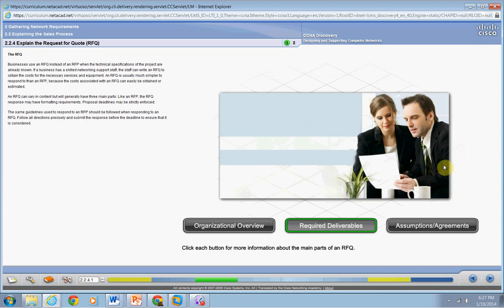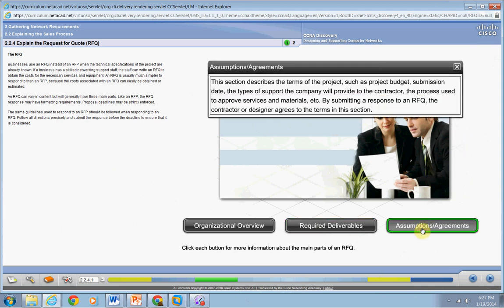And any assumptions or agreements, and this is the terms of the project budget, the submission date, the types of support the company will provide, and by submitting a proposal for an RFQ, the contractor agrees to the terms in this section.